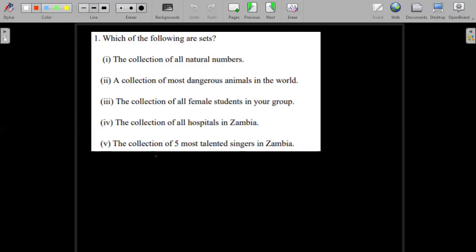There are two things that we must note about a set. Number one, a set must be well-defined. So what do we mean by well-defined? It means that from whatever I read in the statement, I must be able to understand exactly what is in that set. I must know what is in that set. There must be no ambiguity or subjectiveness to what is in the set.